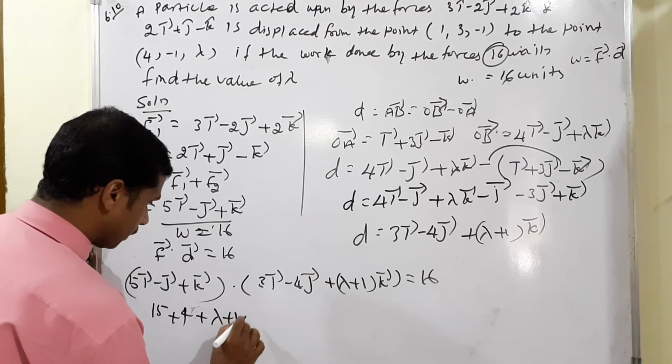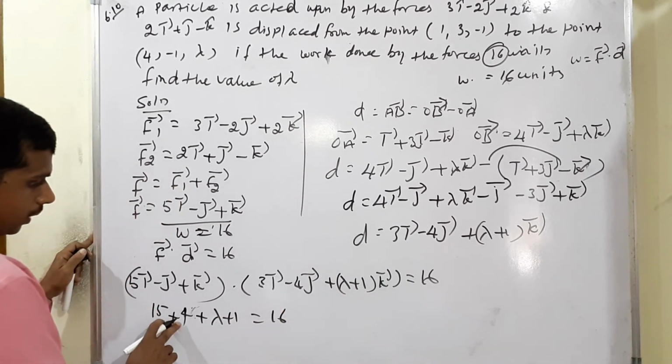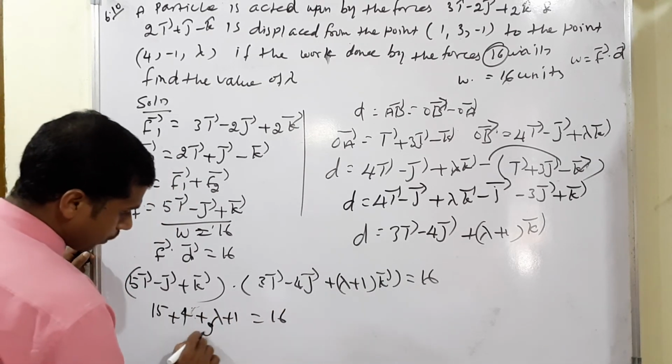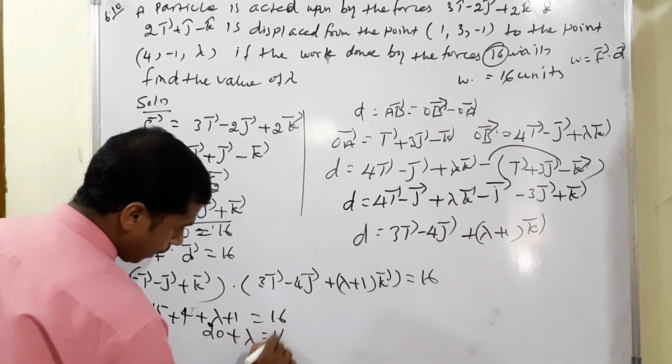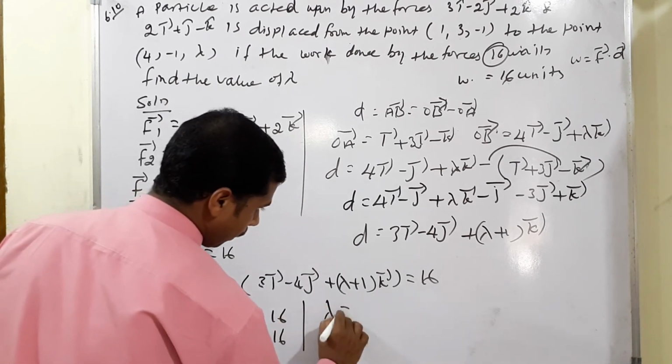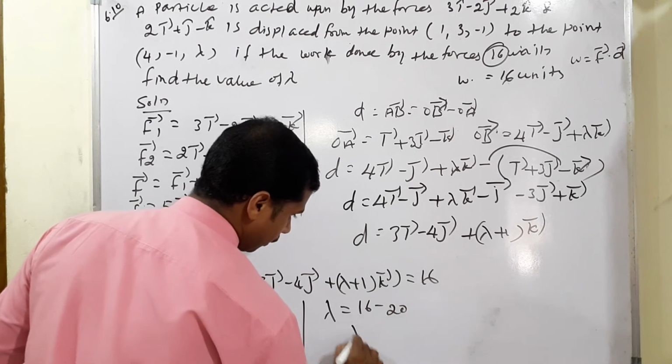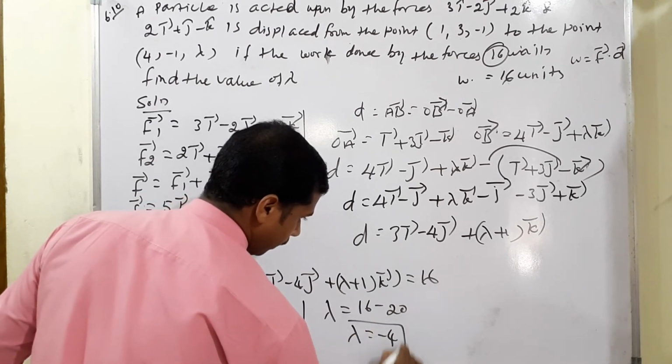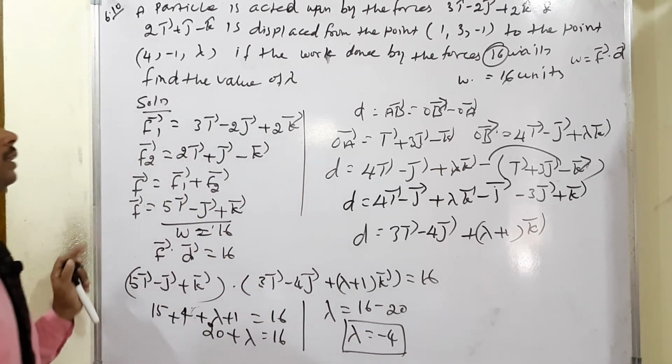So, lambda plus 1 is equal to 16. 15 plus 4 is equal to 19. 19 plus 1 is equal to 20. 20 plus lambda is equal to 16. Therefore, lambda is equal to 16 minus 20. Final answer: lambda is equal to minus 4. This is the answer for example 6.10.